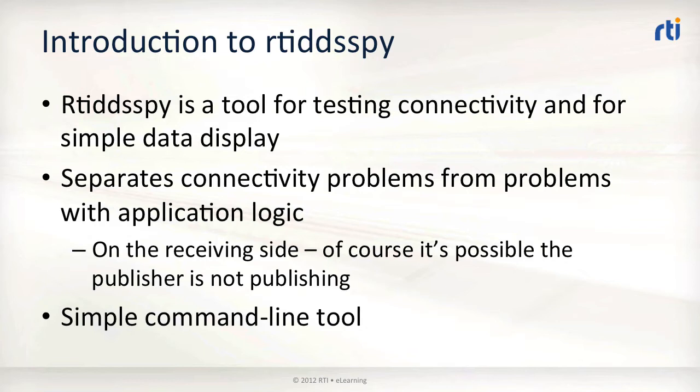So we say this is separating out connectivity problems from application logic problems for two reasons. One reason is that this is a very simple application that we know will correctly receive all data. The other reason is because this tool sets up the quality of service by itself automatically, so it is guaranteed to match with your writers. Of course, what this doesn't do is show if there's a problem where your writing application simply isn't writing. So this reduces the complexity on the receiving side, but not on the sending side.